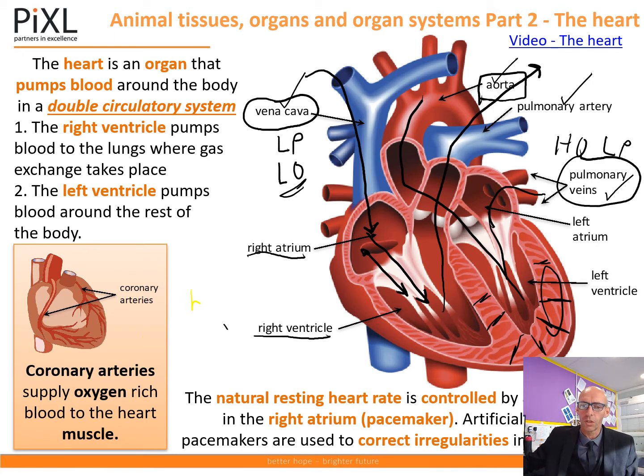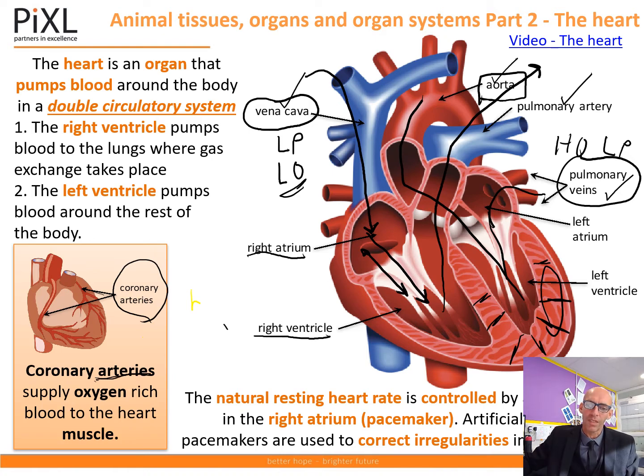The blood is going through the heart twice. The other thing is, just over here at the side, one of the branches off the aorta is delivering blood to the muscle of the heart, so coronary arteries. They are supplying the heart itself with its oxygen so that it can beat.